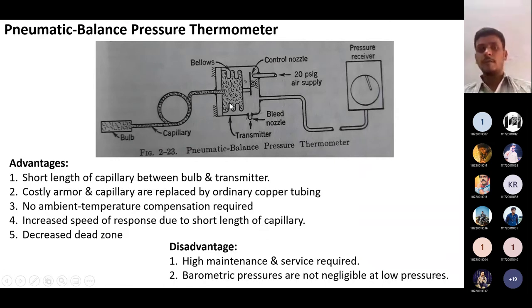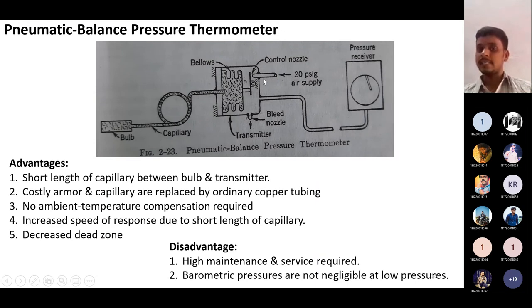Whenever heat energy is supplied outside the bulb, the fluid inside will be expanded. This expansion produces a deflection in the capillary, and this expanded vapor or gas will expand the bellows. Whenever it expands, the control nozzle will deflect from its initial position. In order to counterbalance this expansion pressure, there will be an external supply of nearly 20 PSIG air.